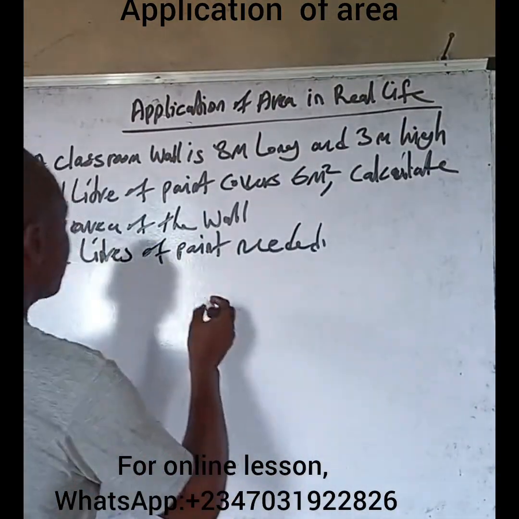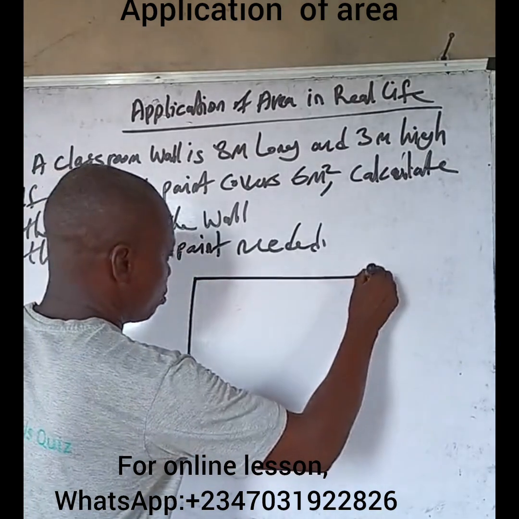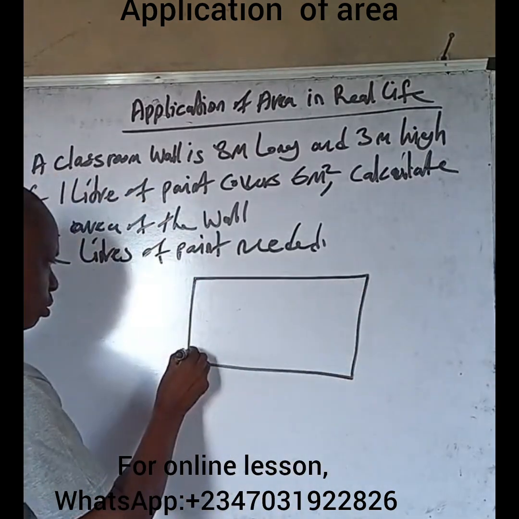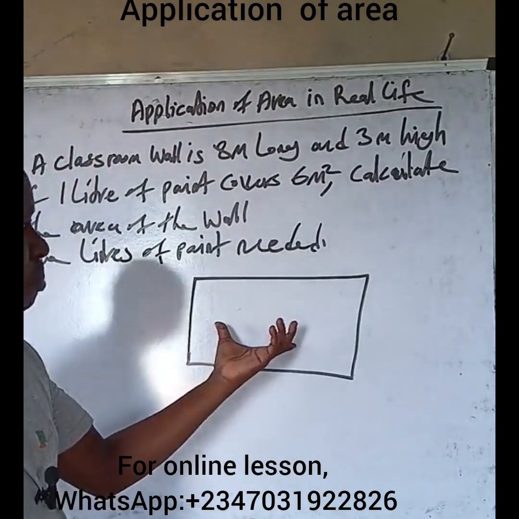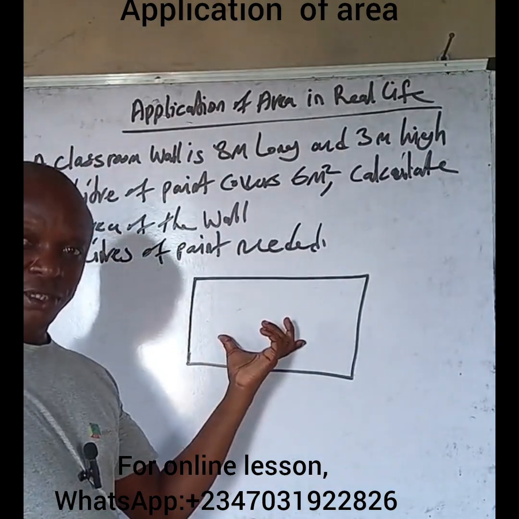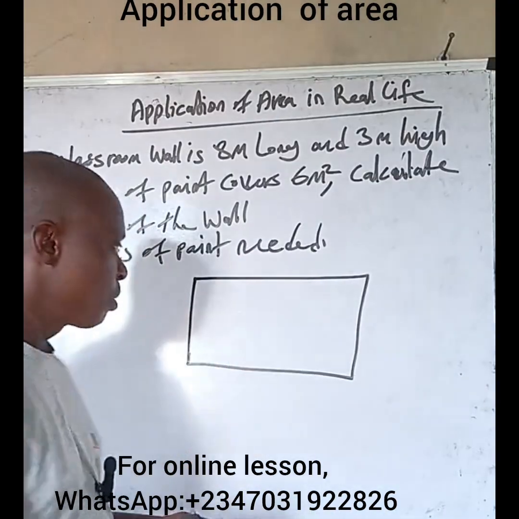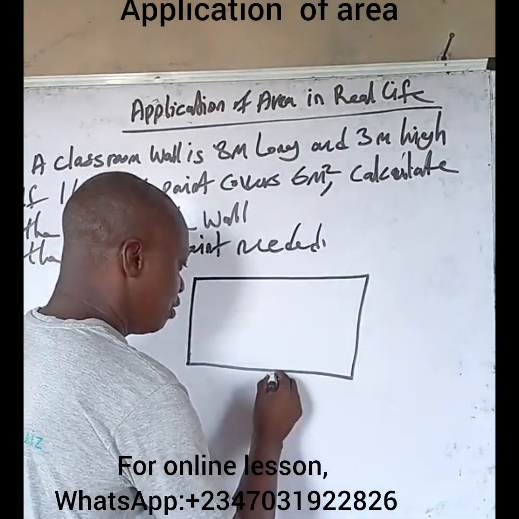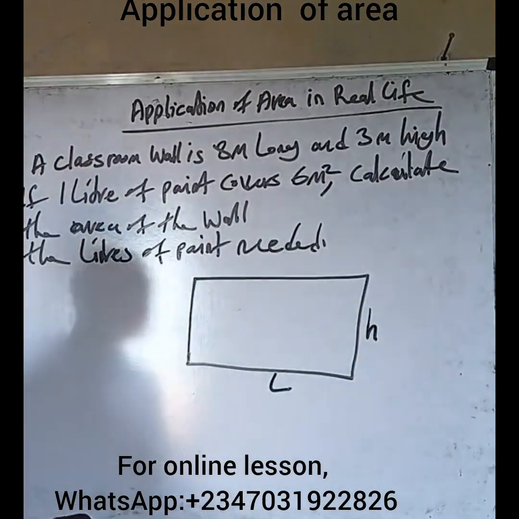First, let's get the wall. Let's draw the wall. This is the symbol of the wall of the classroom. Can you tell me the shape that this is? This is a rectangle. Yes, if you got it right. Now, this is the length of the rectangle and this is the height of the rectangle.